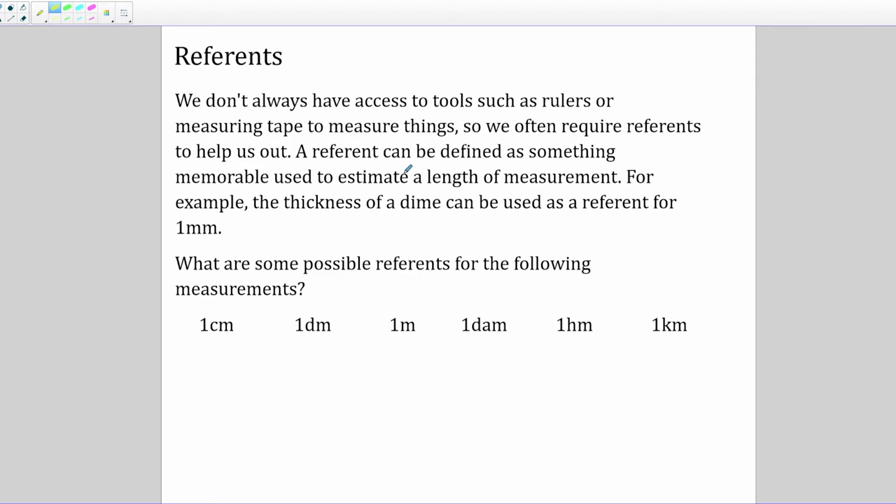One thing that's very useful to know about when it comes to measurements is something called a referent. We define a referent in this outcome as something memorable used to estimate a length of measurement. For example, if we're looking at something such as the thickness of a dime, we can use that as a referent for 1 millimeter. Here you can pause the video and think about some possible referents for each of the following measurements. Some referents might be a little bit more unique to yourself, while others might be a little bit more universally known. Once you have a few examples listed under each measurement, you can unpause the video and see what examples I came up with.